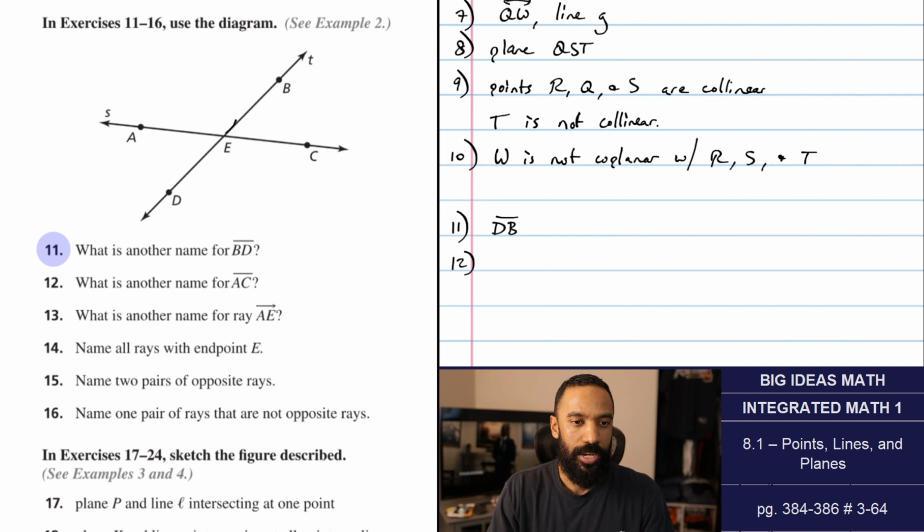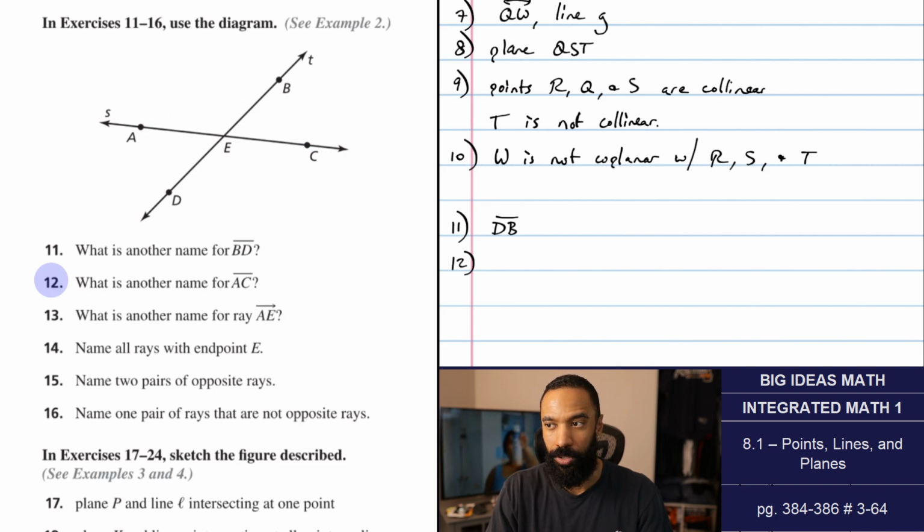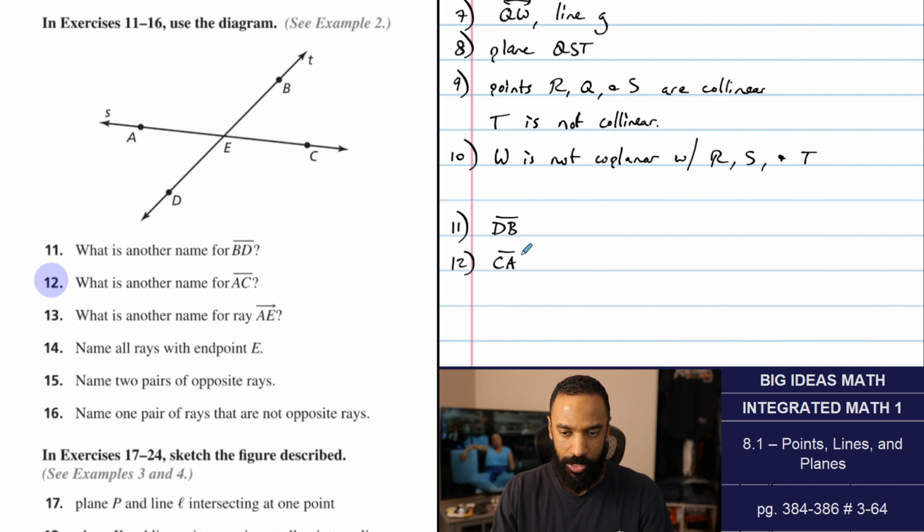Number 12. What is another name for segment AC? In the same vein, AC goes literally from A to C only. E is in the middle, but to name a segment, we only use 2 letters, only the endpoints, so I can only call it segment CA.